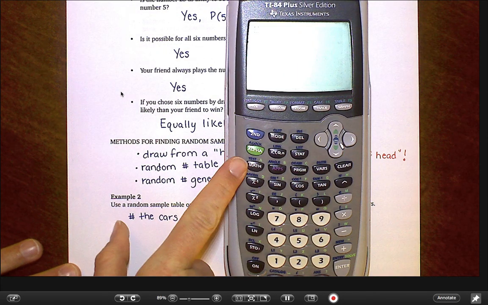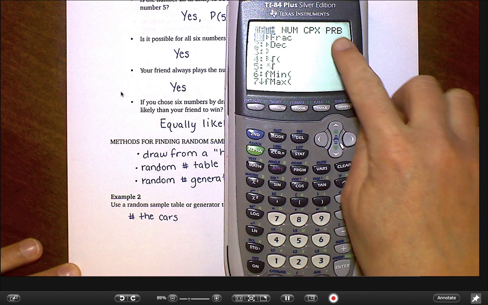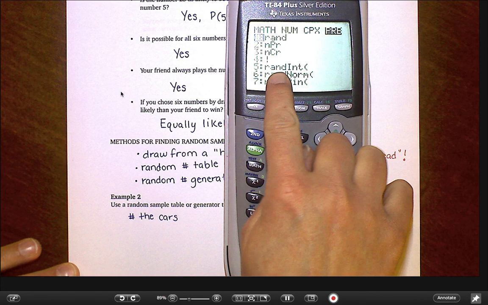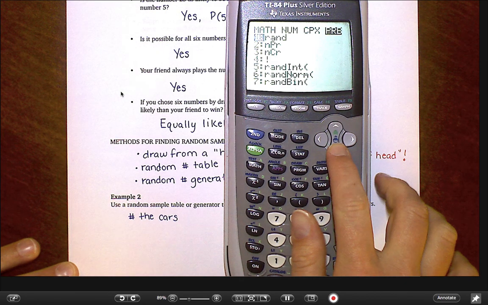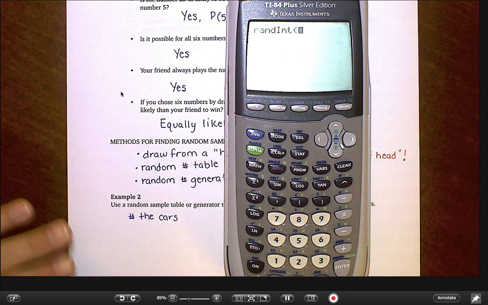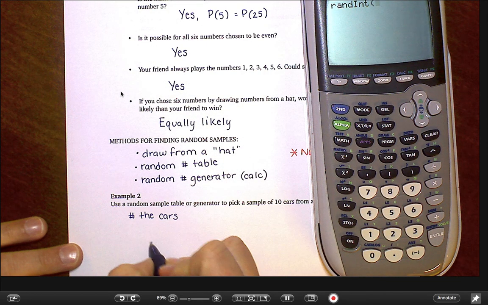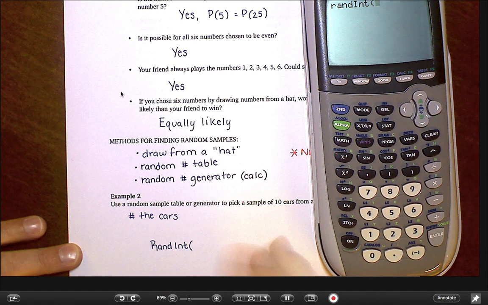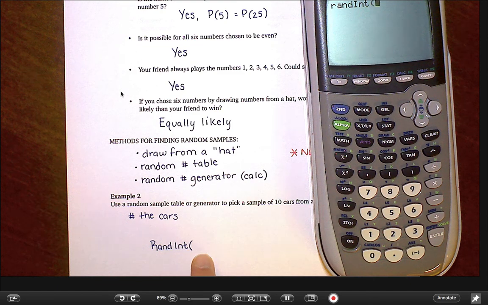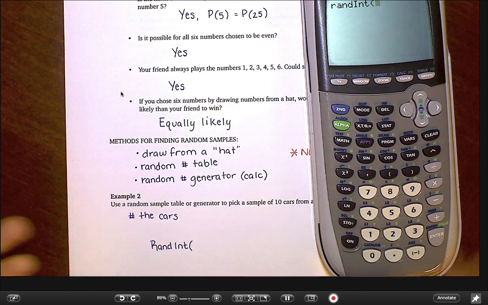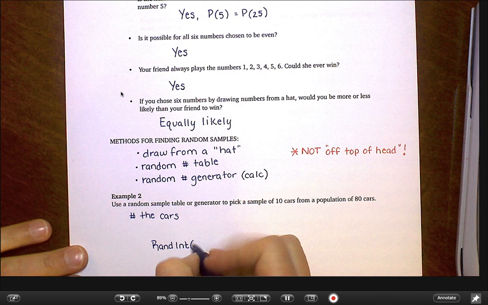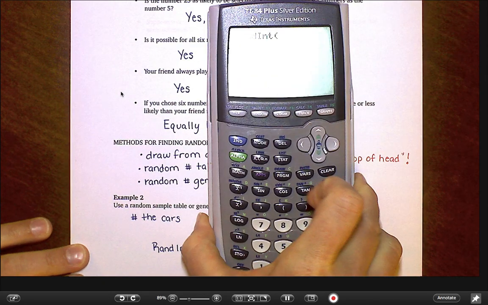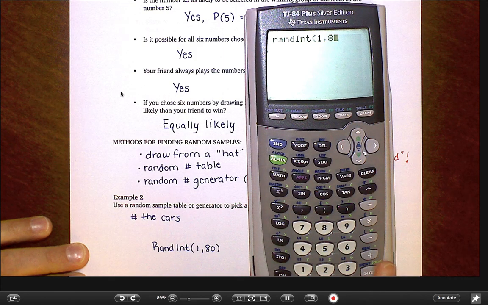We're going to go to the math menu, and then all the way to the right to probability. We want this one here. This is random integer, so option number 5. I'm going to leave that there for just a second. So you are choosing random integer. And then in the parentheses, you want to give the boundaries. You want to choose random integers between what and what. If we're working with 80 cars, we're going to go between 1 and 80. So in my calculator, I'm typing in 1, 80.